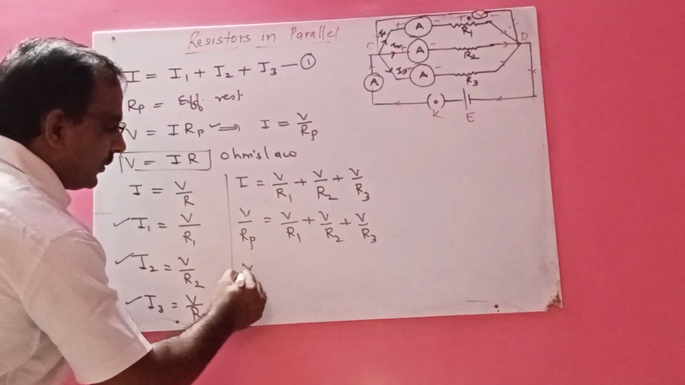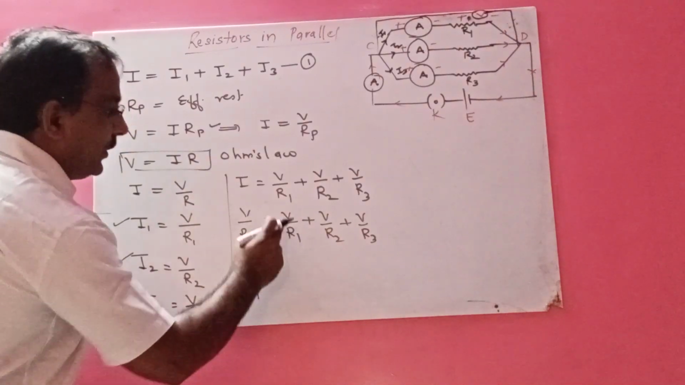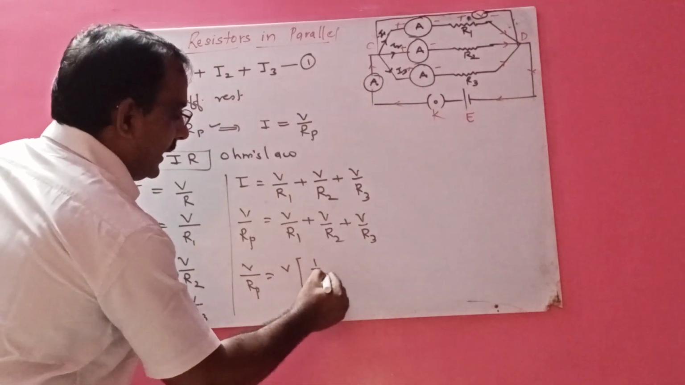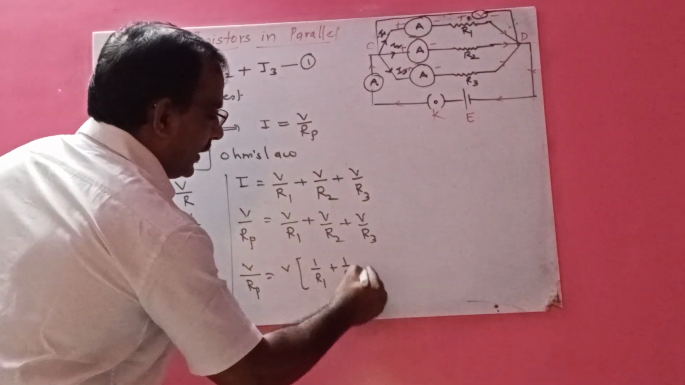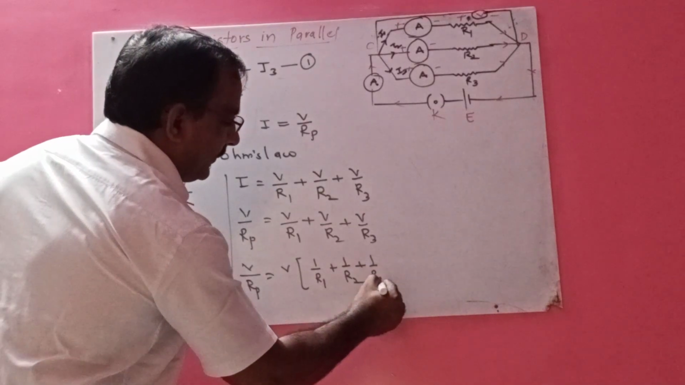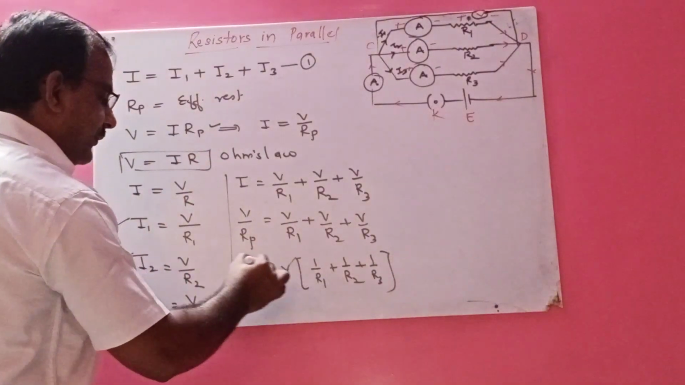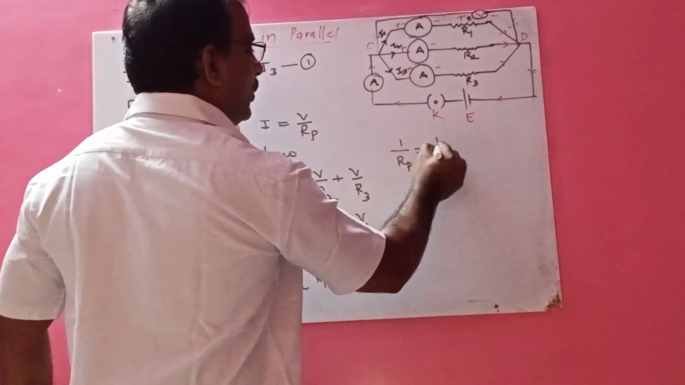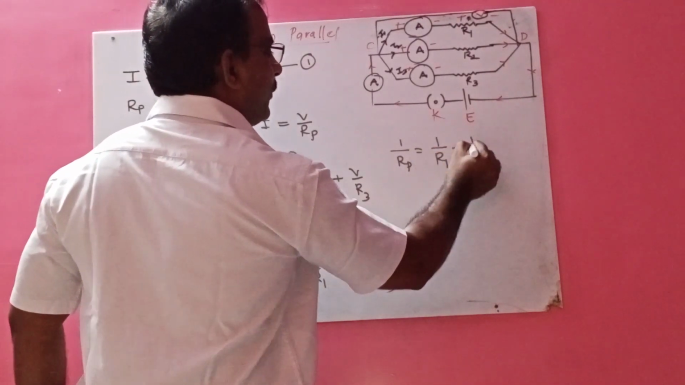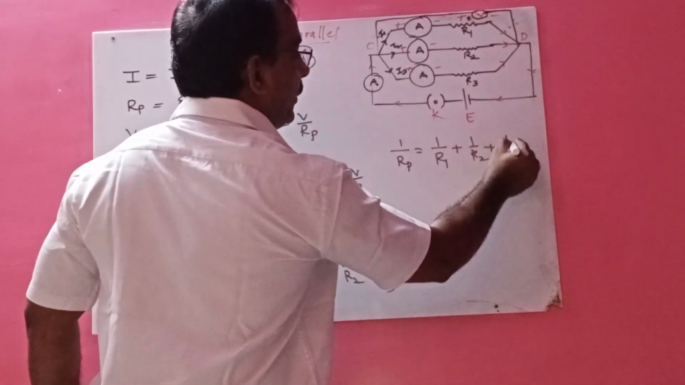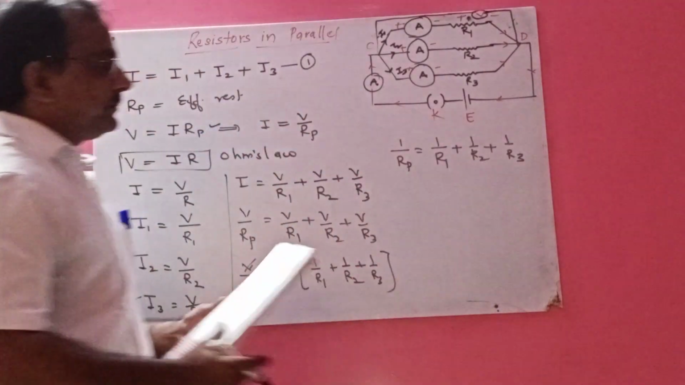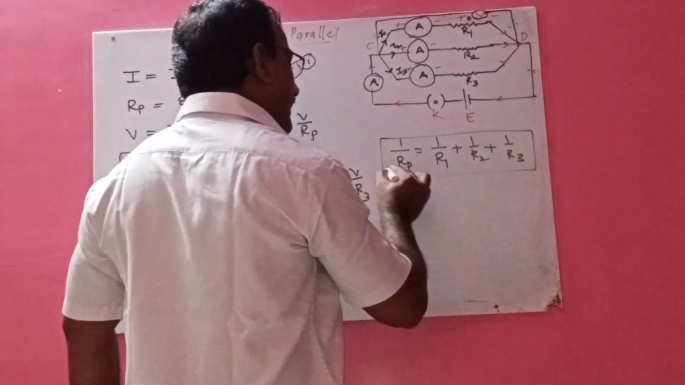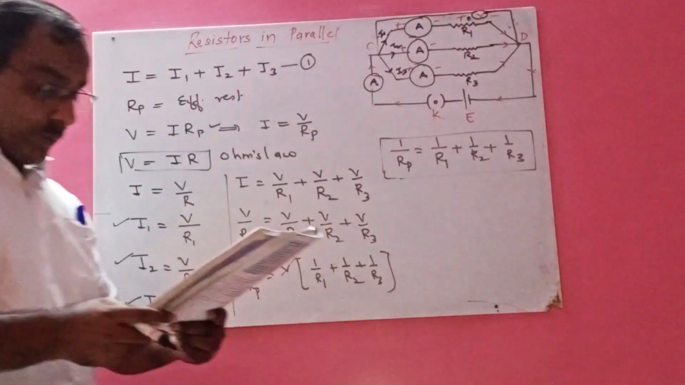Take common what among this? V is common. If you take V common, so 1 upon Rp, 1 upon R1 plus 1 upon R2, 1 upon R3. This V and this V get cancelled, and you will get 1 upon Rp is equal to 1 upon R1 plus 1 upon R2 plus 1 upon R3. So children, this is the final answer, or you can say the effective resistance if you want to calculate.